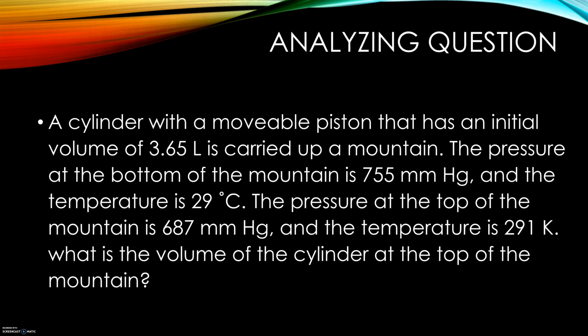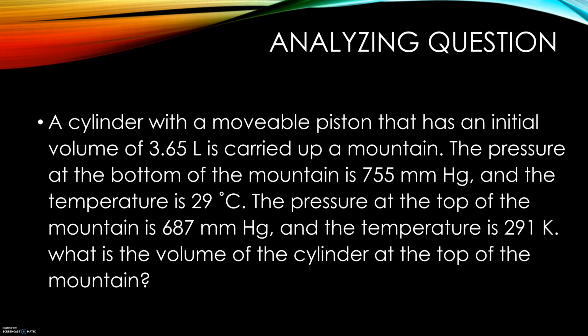The pressure at the bottom of the mountain is 755 millimeter mercury, and the temperature is 29 degrees Celsius. The pressure at the top of the mountain is 687 millimeter mercury, and the temperature is 291 Kelvin. What is the volume of the cylinder at the top of the mountain?